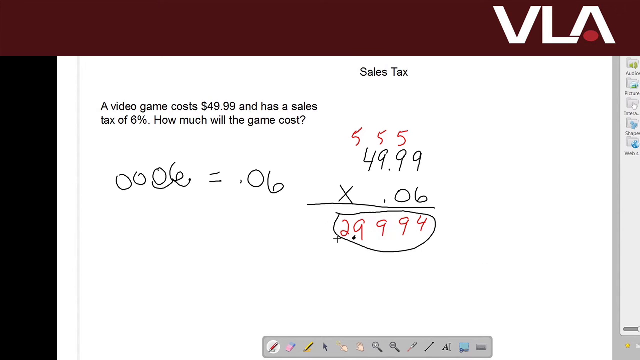So to find the total price of the item, you just take your sales tax and you add it to the original cost of the game. So if we have $49.99, and I'm just adding $3 to it, the game is going to cost $52.99. That's the total cost. Now let's go back and I'm going to show you a simpler trick. It'll save you one step.